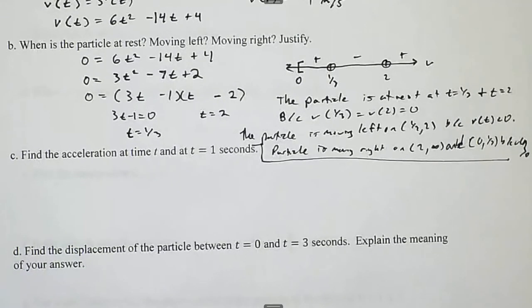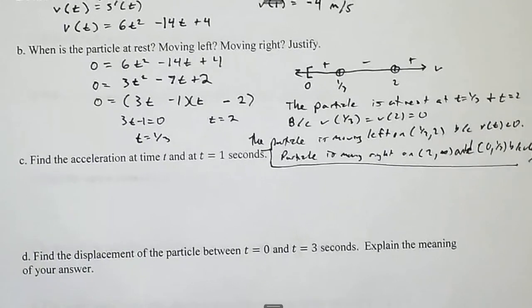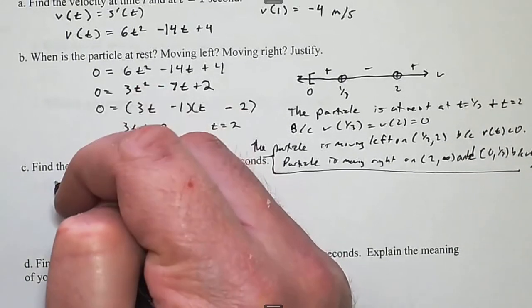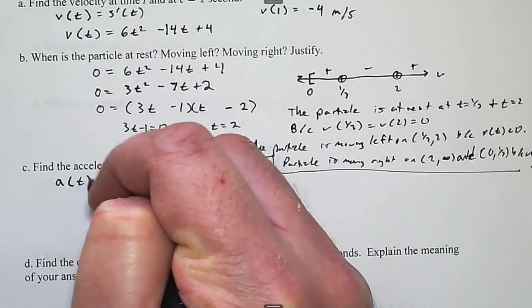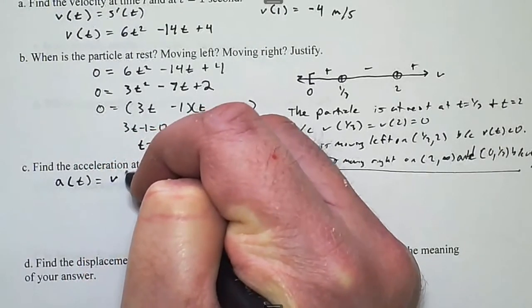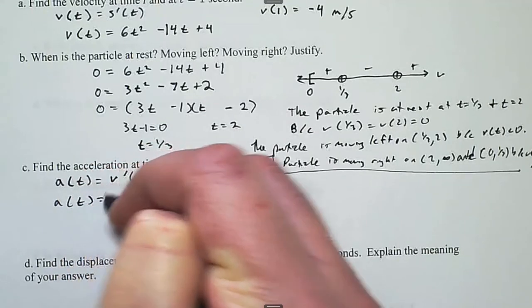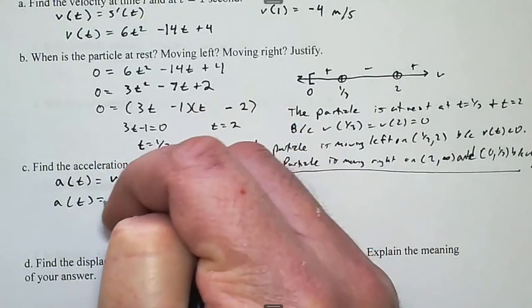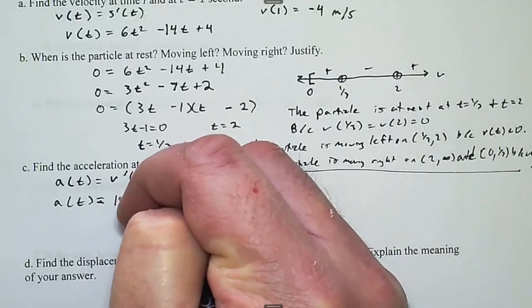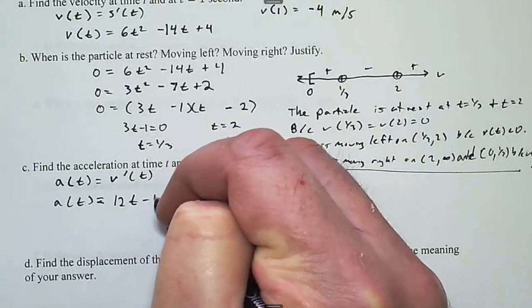All right, next we're going to find the acceleration at time t and at t equals 1 second. Acceleration is defined to be the rate of change in velocity. So to find the acceleration, when I know the velocity, I simply take the derivative. It's the second derivative of position. So this is 12t minus 14.